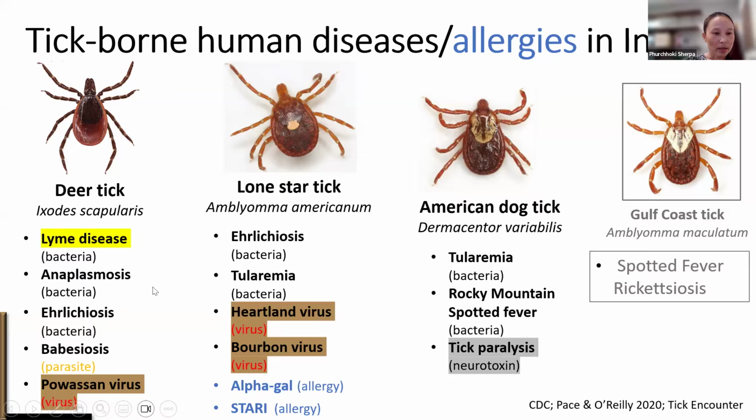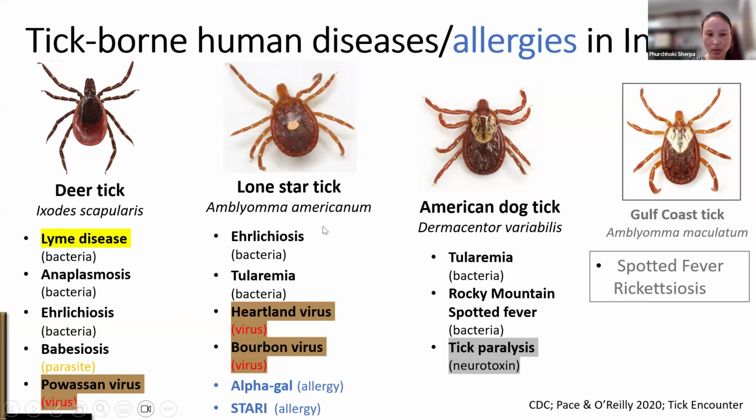Lyme disease is the most common and prevalent tick-borne disease in Indiana. We have the highest number of cases of Lyme disease among all the tick-borne diseases in the state every year. And if you look at the type of diseases, we mostly have bacterial tick-borne diseases in the state. Deer tick is also capable of transmitting something called babesiosis, which is a parasitic disease. And it can also transmit Powassan virus, which is a viral pathogen.